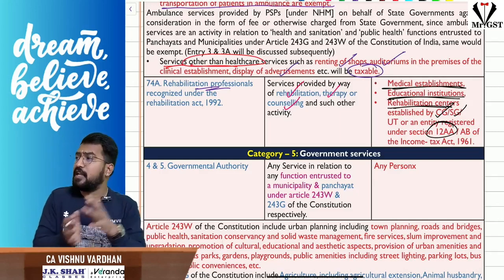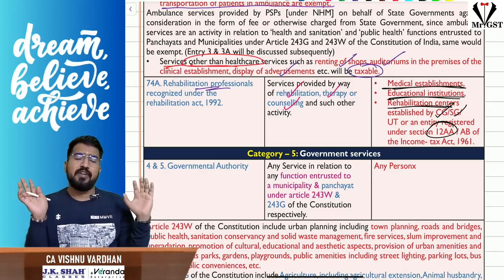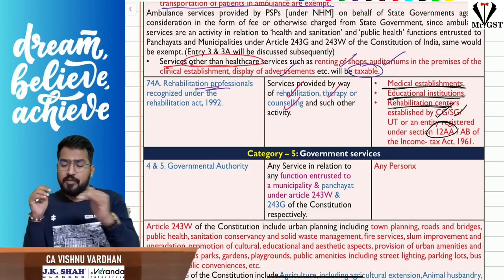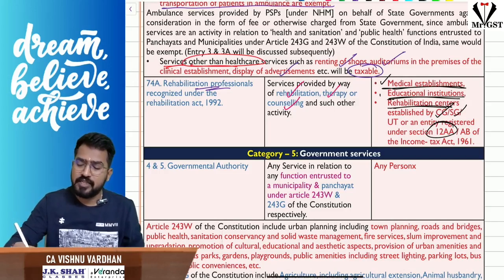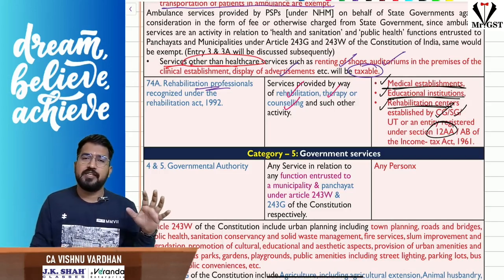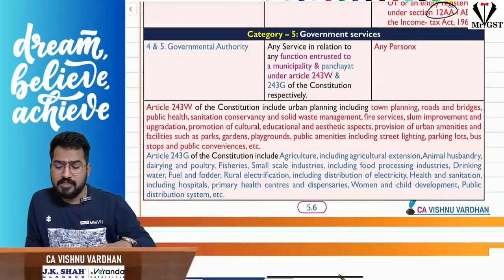I repeat, a rehabilitation professional doing this separately on his own somewhere outside privately, that is not exempt, that is very much taxable. Okay, provided in these three areas only is exempt under GST. Okay, with that we are done with healthcare services as well. Let us move on to the next entry, government services.